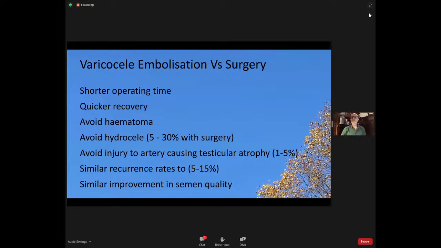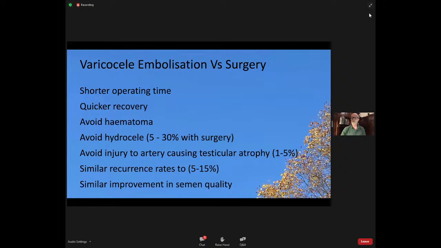So why embolization, when there's a strong background of varicocele surgery by urologists? Well, it's a shorter operating time and significantly quicker recovery. We avoid a lot of those surgical complications, hematomas and hydrocele. While surgery has a low complication rate, with good surgical technique probably 1% or less, there's no risk of causing arterial injury with endovascular embolization. And the recurrence rate with a very good quality treatment is very similar to surgery, with a similar improvement in semen quality.